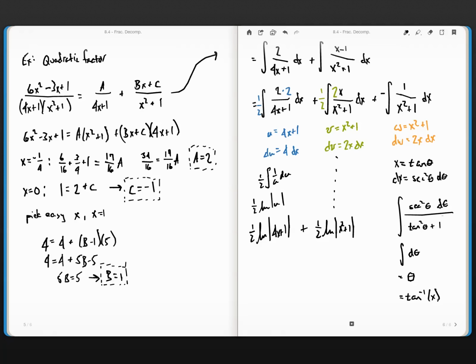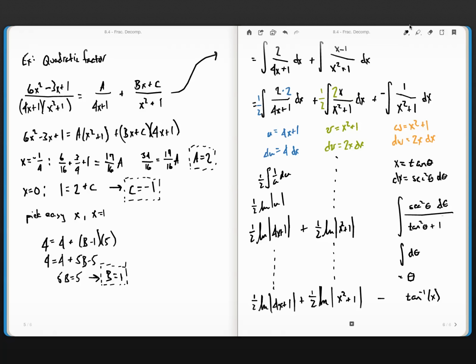Like that. Alright, so we have this, and I'm going to erase this equal sign, because really what we're doing is subtracting that. So our final answer for this integral, which involved a lot of tools, is 1/2 natural log of 4x plus 1 plus 1/2 natural log of x squared plus 1 minus the arctangent of x.